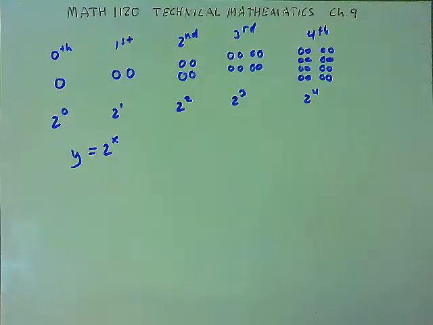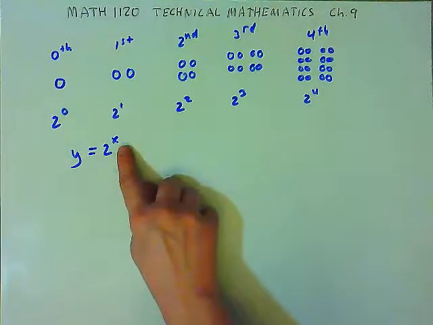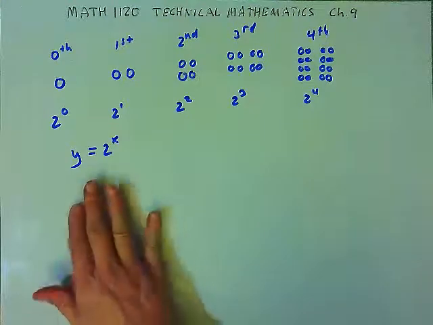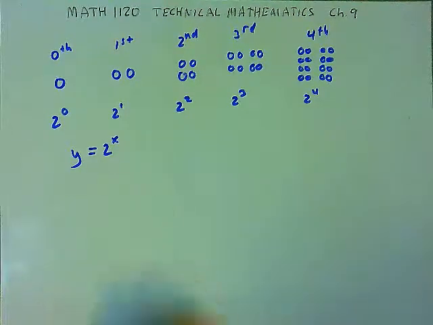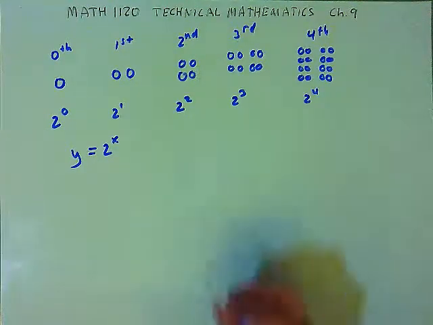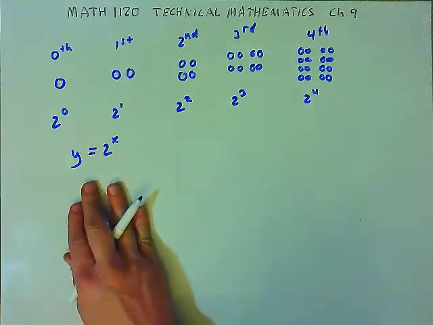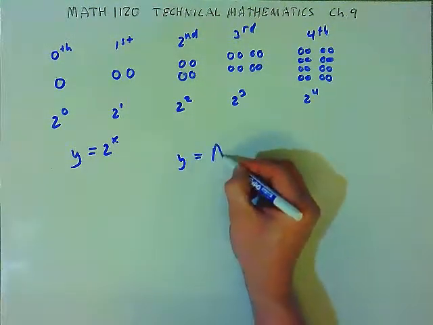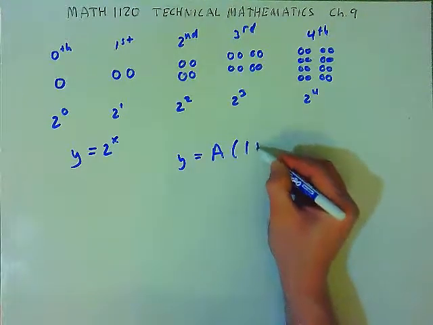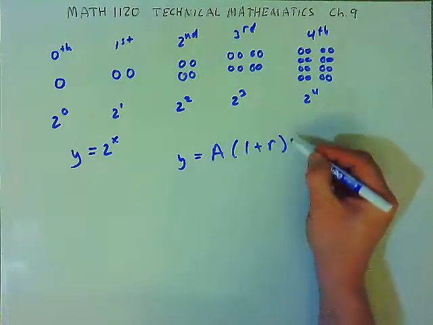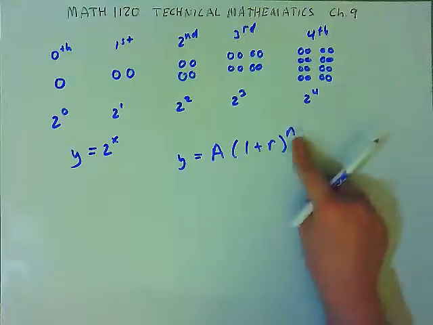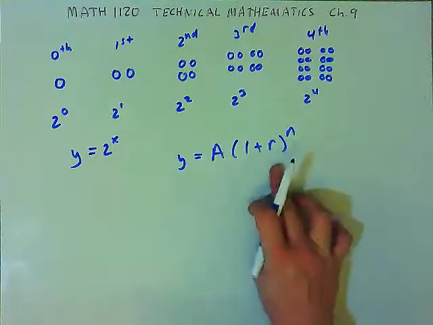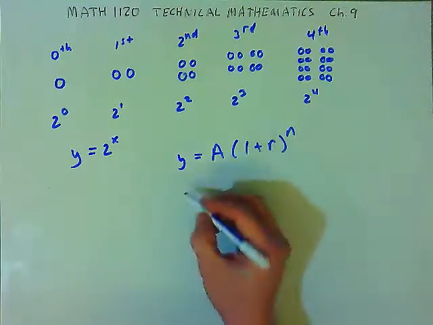And so this is an exponential function, right? The exponent is the variable, the base is a constant. And we'll see lots of different examples of exponential functions. The first one that we're going to look at, other than the basic exponential function, says that y equals a times 1 plus r to the n power. And in this formula, r is the rate of growth.